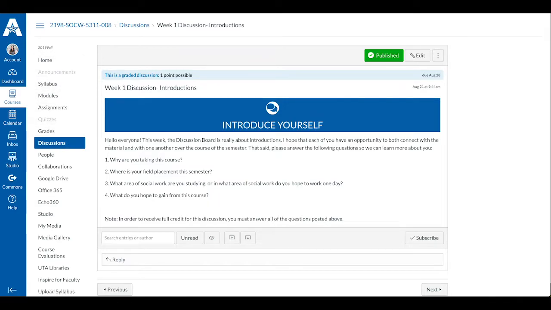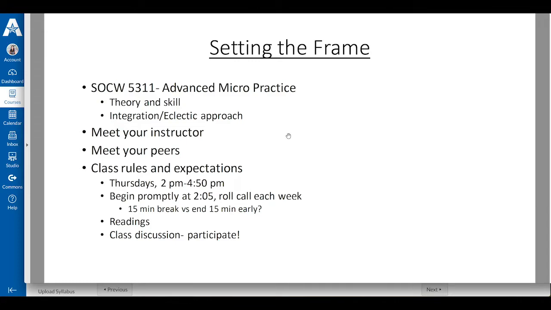Okay, so we're going to go back to the lecture. So meet your peers, we completed that. Another part of setting the frame is setting rules and expectations for the therapy. If your sessions are 45 minutes long, you want to make sure that that's very clear to the client when you're working with them.